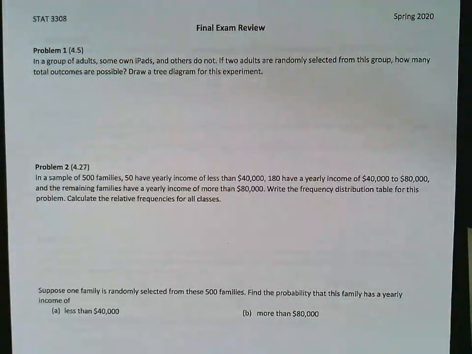So to help you guys review for your final exam coming up, I put together a final exam review that includes one problem from every section that could possibly be on your test. Your test is going to be from chapters 4 through 9 for the final exam. And so again, I just chose one question that I felt like was really a good question for that section.